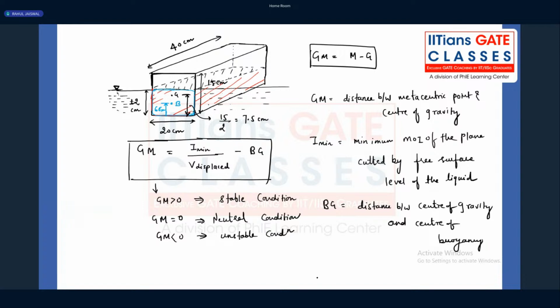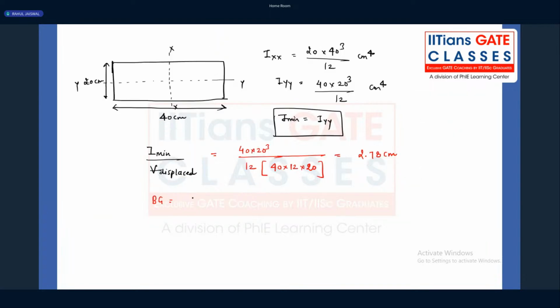Now tell me what is the distance between G and B? 15 by 2, that is 7.5 minus 6. So what is the value? 7.5 minus 6, 1.5 centimeter. Obviously, you can get GM value as I minimum by volume displaced minus BG. So what is the I minimum by volume displaced? 2.78 minus 1.5. Now, can you tell me the value here? 2.78 minus 1.5, you are going to get 1.28.